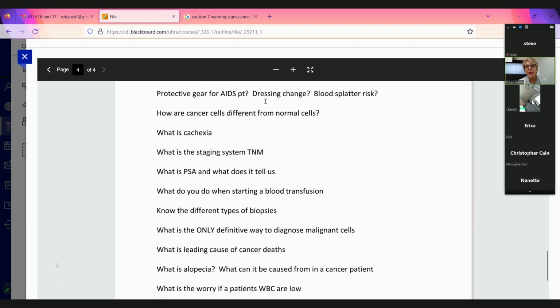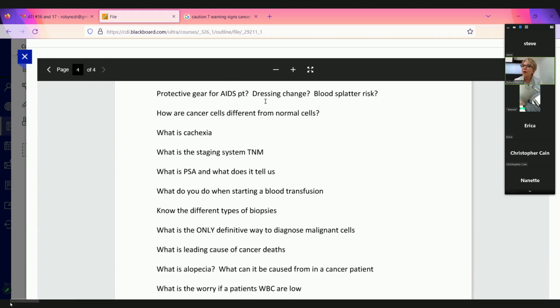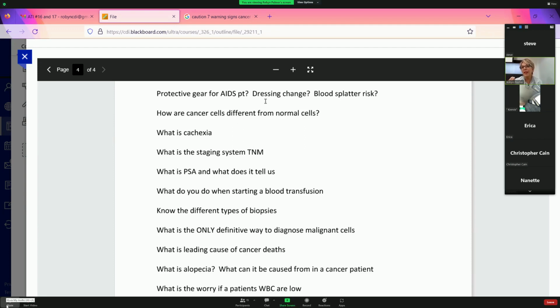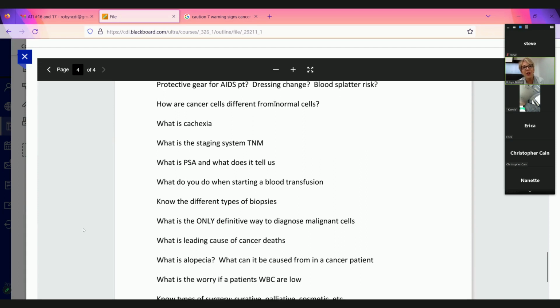Protective gear for an AIDS patient. If you had a dressing change, what type of protective equipment would you need? Full body? No. Gloves for a dressing change, unless there's risk of splatter, and then you'd wear a mask, a shield, I should say. But you don't need full body for just a dressing change.